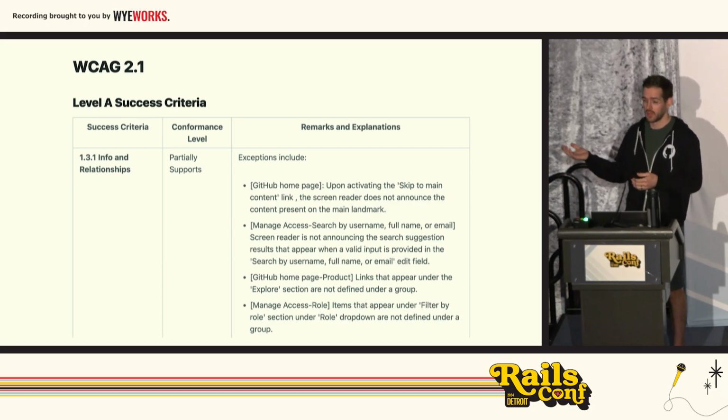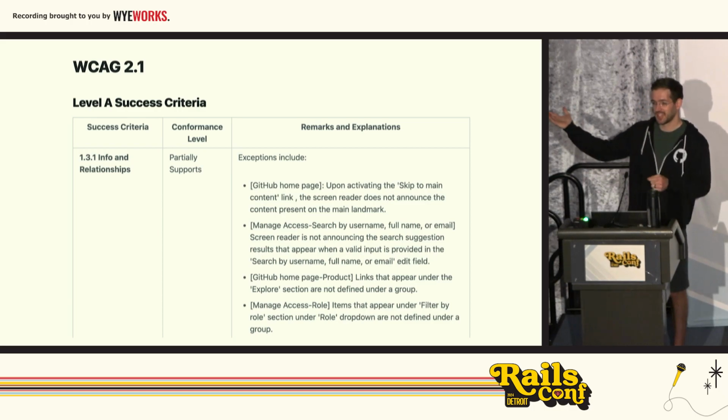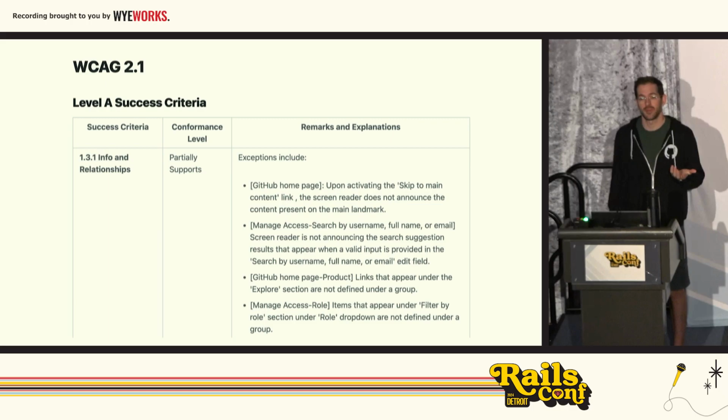So this is step one. We actually use a letter grading system. So we call this a D. So you get a D on your accessibility report if you go in and basically document your known problems.